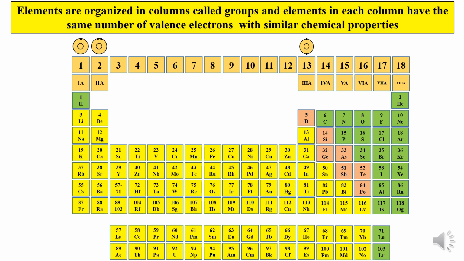Group 3 elements have 3 valence electrons. Group 4 elements have 4 valence electrons. Group 5 elements have 5 valence electrons. Group 6 elements have 6 valence electrons. Group 7 elements have 7 valence electrons. And group 8 elements have 8 valence electrons in their outermost electronic shell.